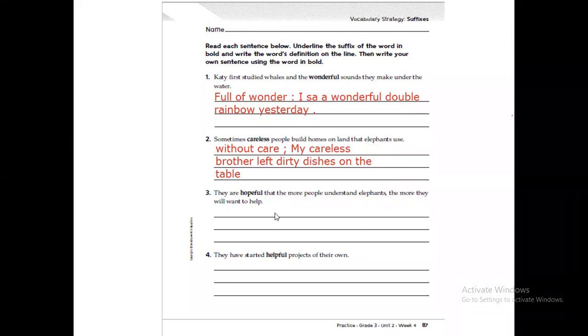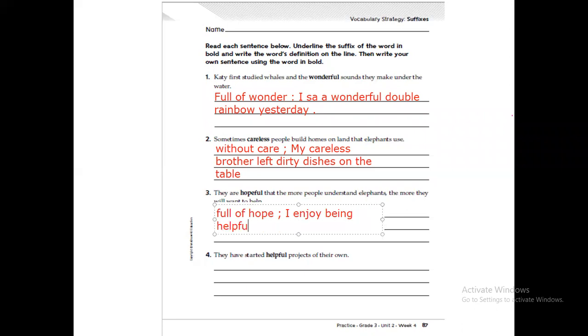Number 3, they are hopeful that the more people understand elephants, the more they will want to help. What's the meaning of hopeful? It means full of hope. Let's put it in a sentence. I already wrote it actually. I enjoy being helpful around the house by cleaning my room.